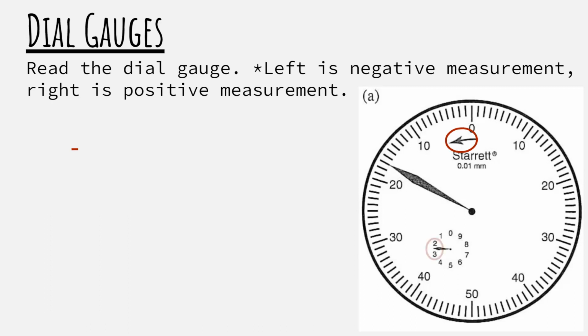The next place you're going to look is the smaller gauge on the inside of the larger one. So that small one is going to be our whole number.